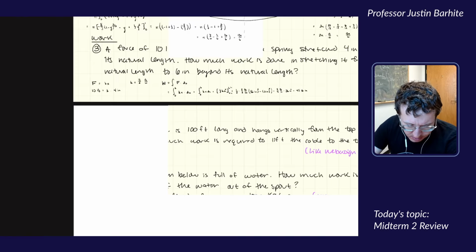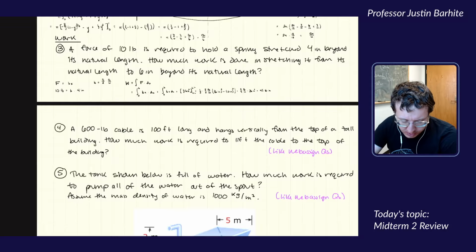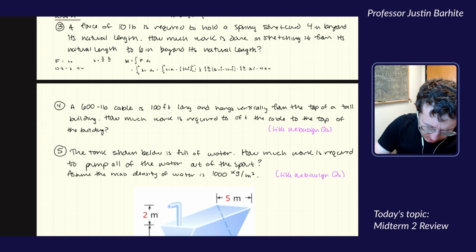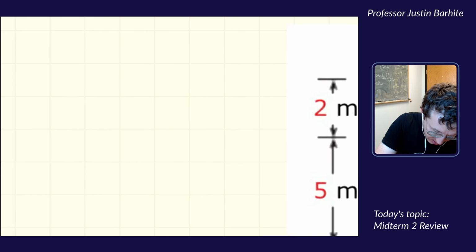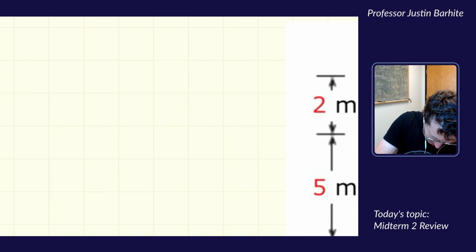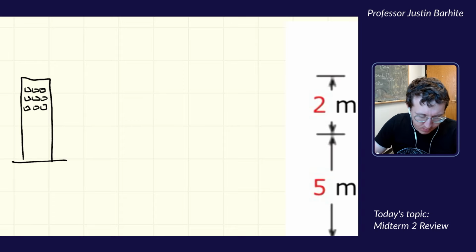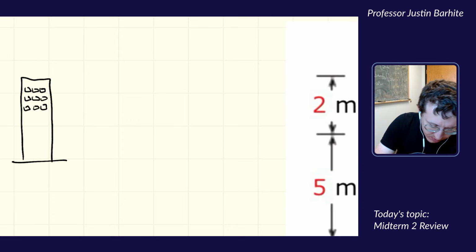All right, next one. A 600-pound cable is 100 feet long and hangs vertically from the top of a tall building. How much work is required to lift the cable to the top of the building? Okay, so let me sketch this cable. Let's see, here's the building. Let's draw some windows. Okay. The building only has windows toward the top for some reason.